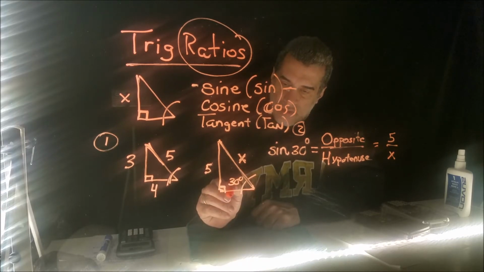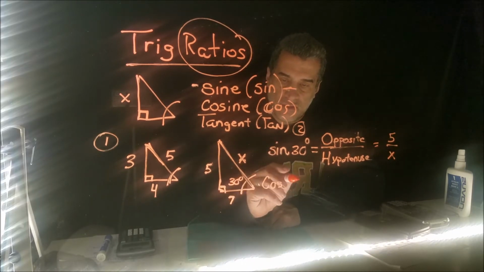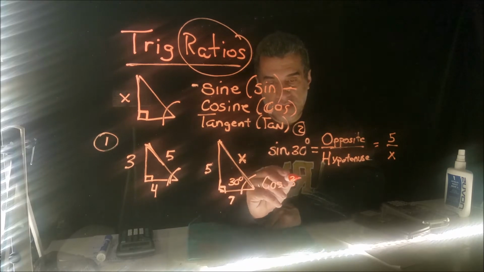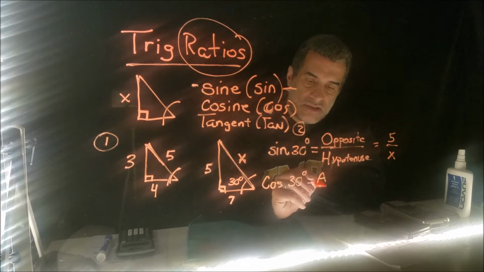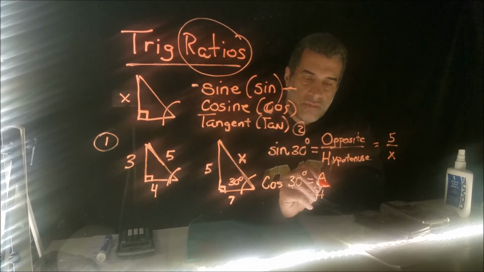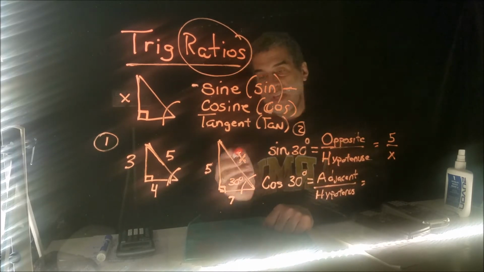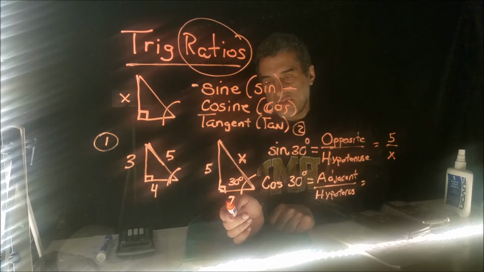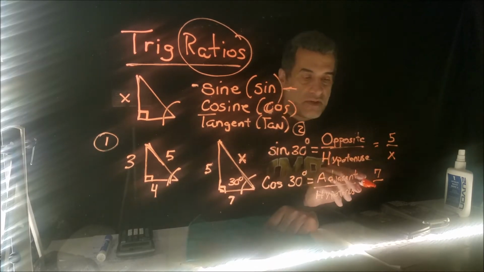Let's say over here we put a 7, right? So now we can use another ratio, cosine. Let's use the same degree, cosine 30 degrees. Now with cosine, it's A, meaning adjacent, over hypotenuse. Adjacent over hypotenuse. Adjacent means next to. So here's the 30 degrees. What's next to it? 7. Right next to it is 7. So the adjacent will be 7, and the hypotenuse again will be x.